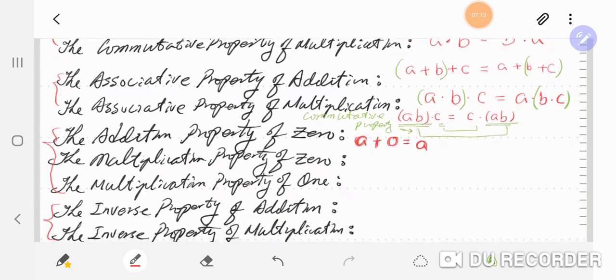Okay, the multiplication property of 0. So this is a product. A times 0, what happens? A is multiplied by 0. Then this is equal to always 0, right? 0.